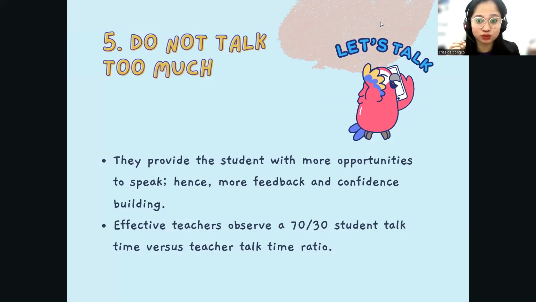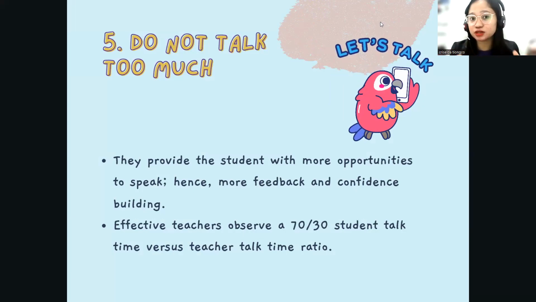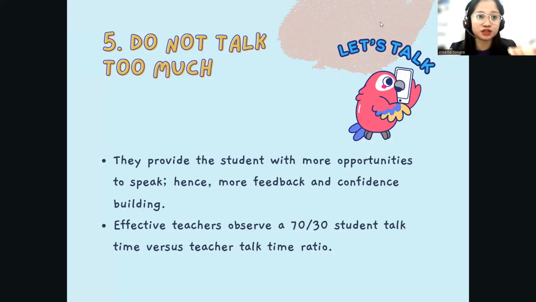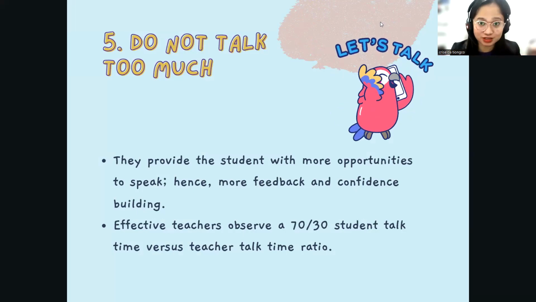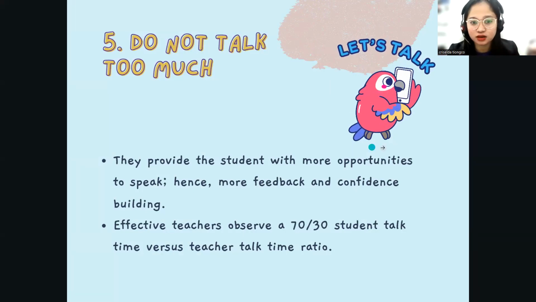Okay, so we do have the rule of 70-30. 70% talk time is for the student and 30% is for you. Okay, that's the ratio. But sometimes it depends on the level. So for example, if your students are level 0, you have to give 50-50 because they do not know how to use English well. But at the same time, you have to limit your words. Just make sure that you don't provide 50% or higher talk time.